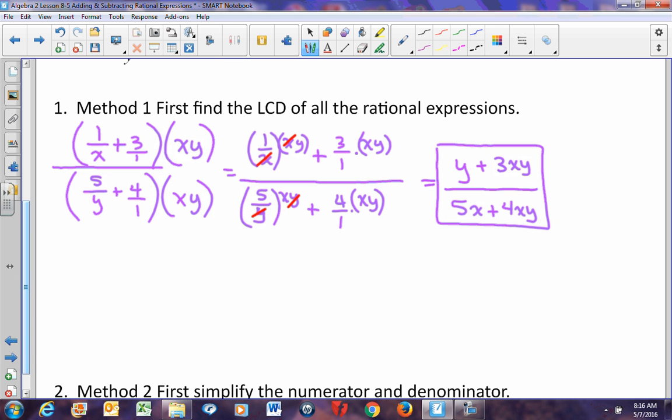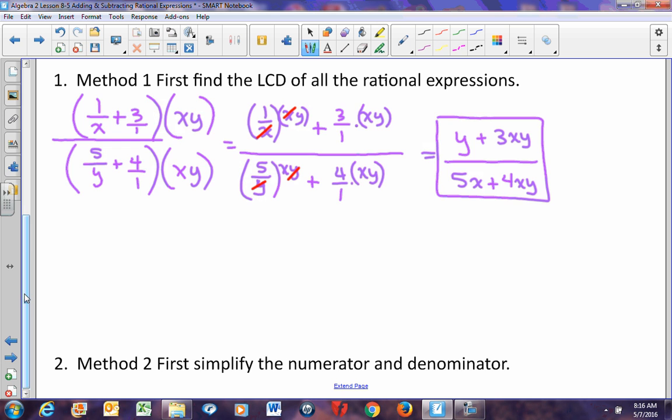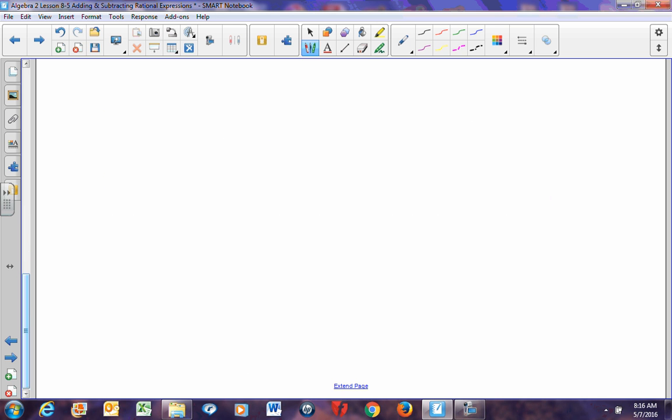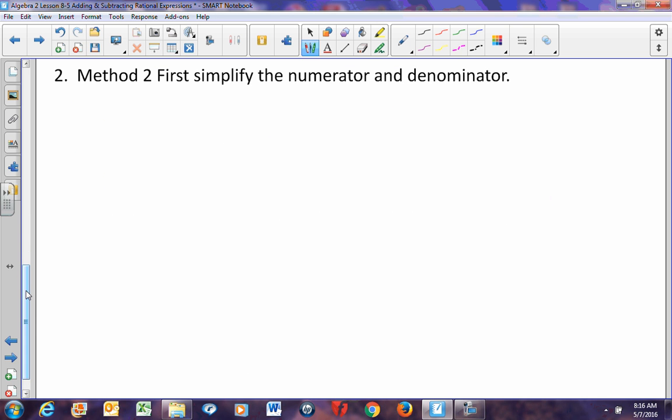If your problem has a ridiculously large least common denominator, it gets very, very complicated. I actually prefer method two, but it doesn't really matter which method you prefer. Just pick one that you like. Method two says you take, I have 1 over x plus 3 divided by 5 over y plus 4. And you just deal with the numerator separately from the denominator.